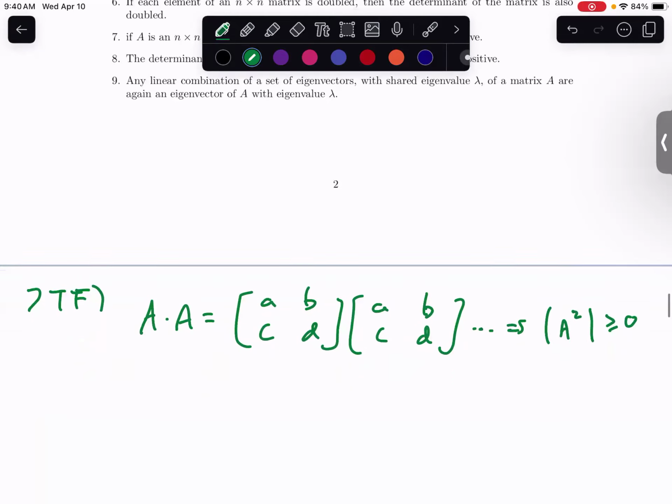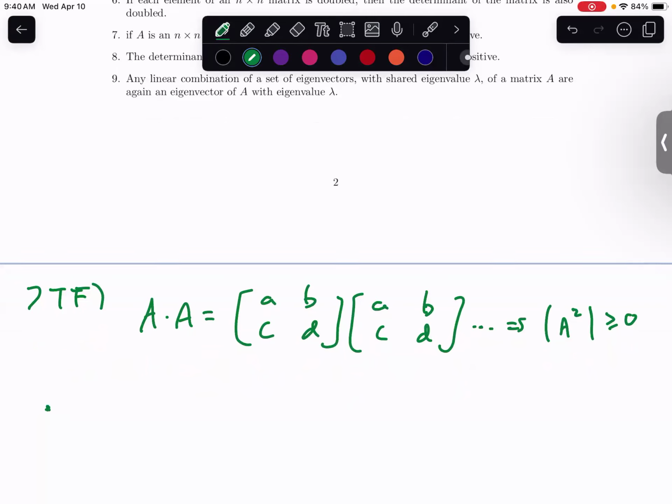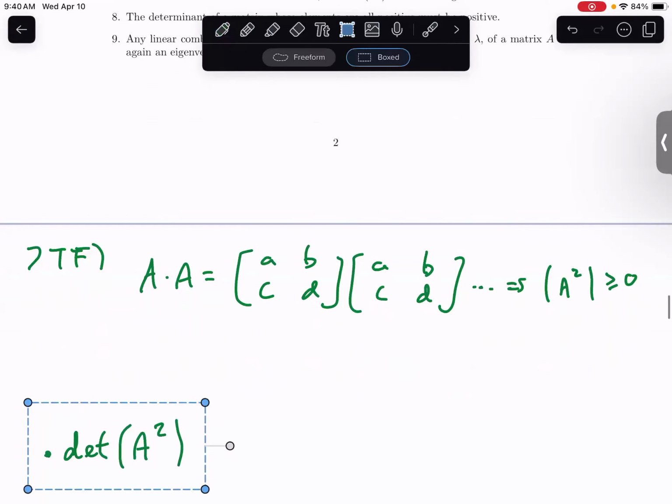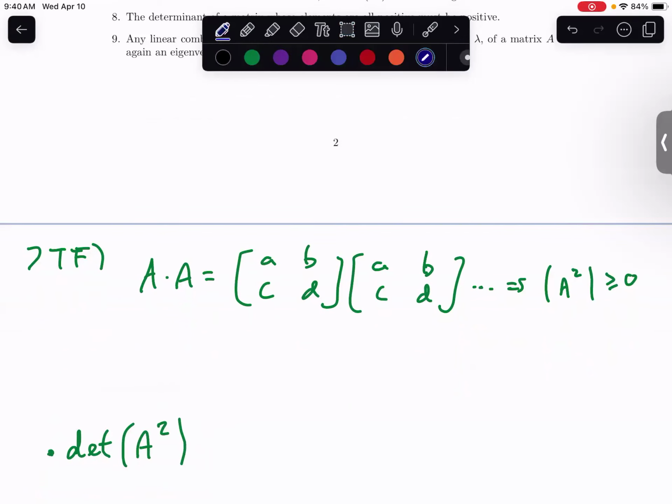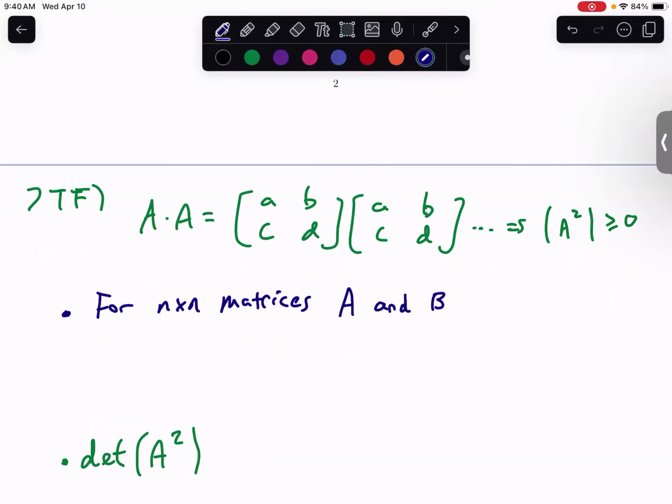The way I would recommend doing this is you want to make use of the following property. This is the key property, and you're going to have to use it on this exam. Before I even write out what the answer is going to be, in general, we know the following. If we have two square matrices, A and B, we have the following property with the determinant: the determinant of AB is equal to the determinant of A times the determinant of B.